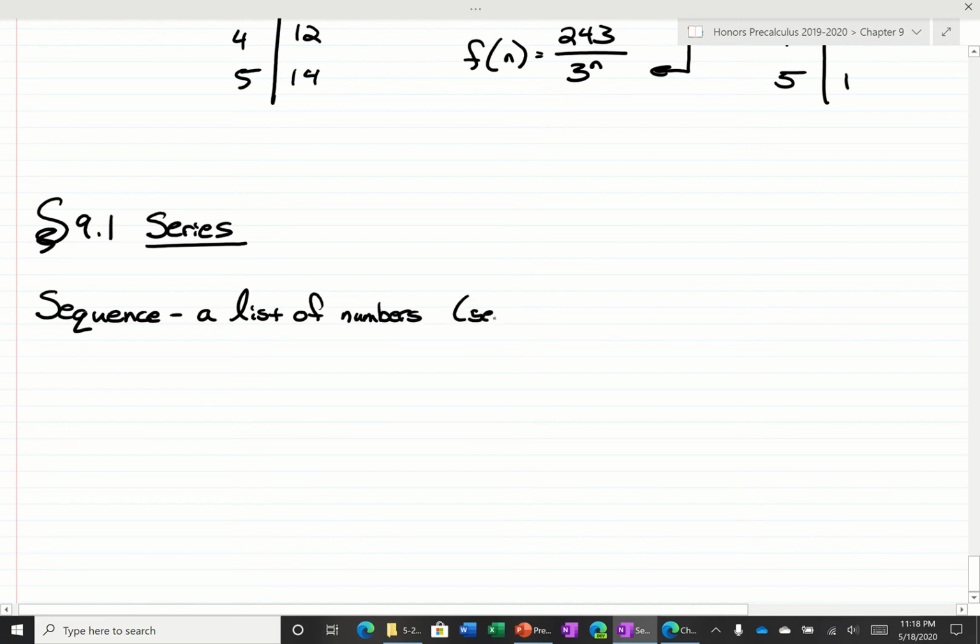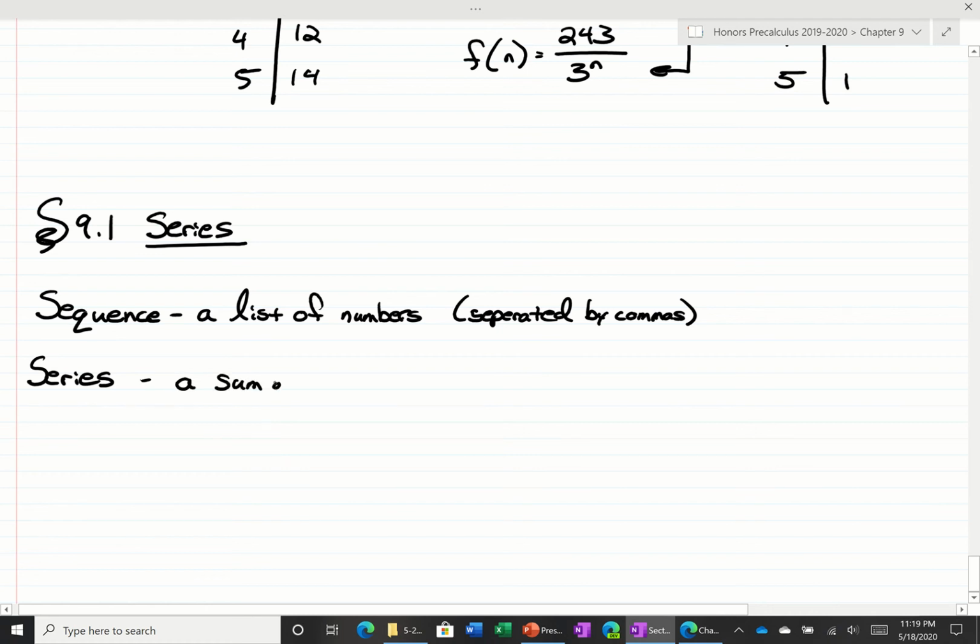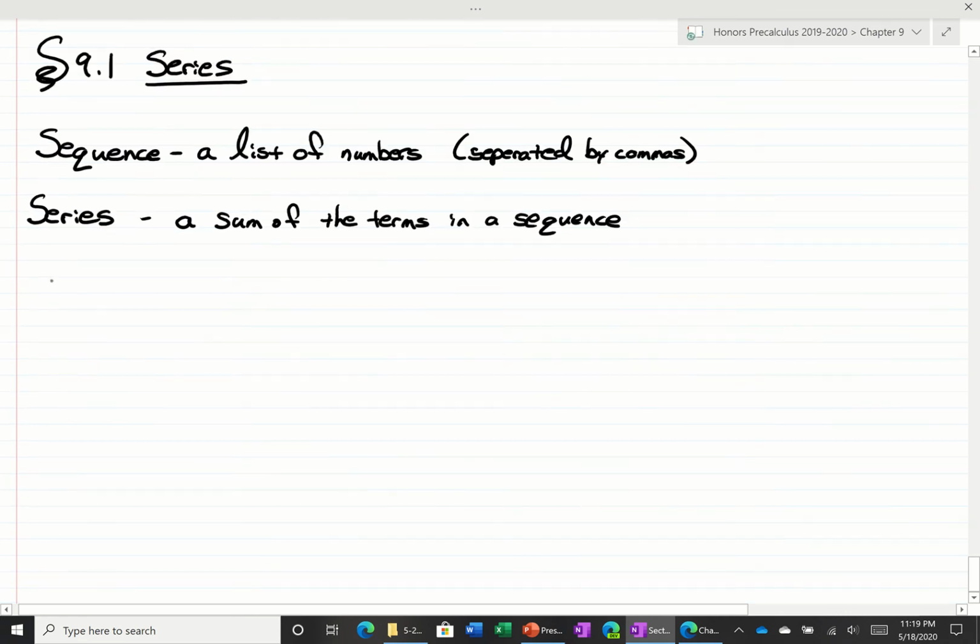And they're generally separated by commas. What a series is is a little bit different. A series is a sum of the terms in a sequence. So in order to talk about series, we have to talk about what's called sum or sigma notation.